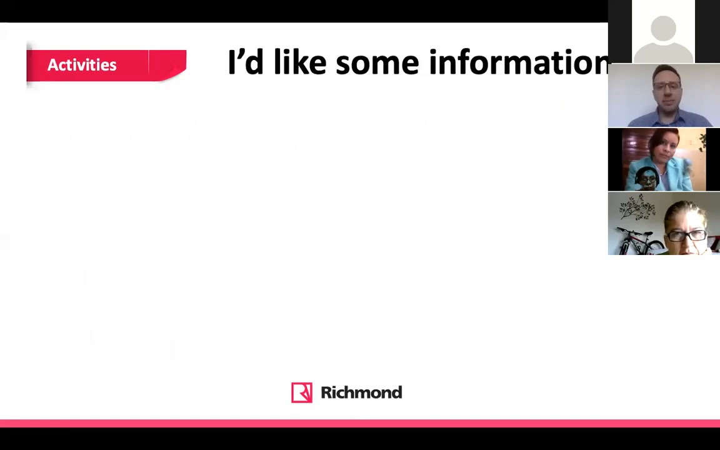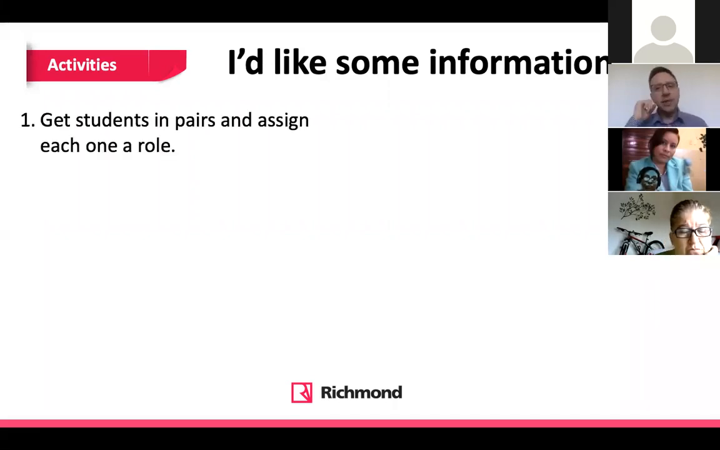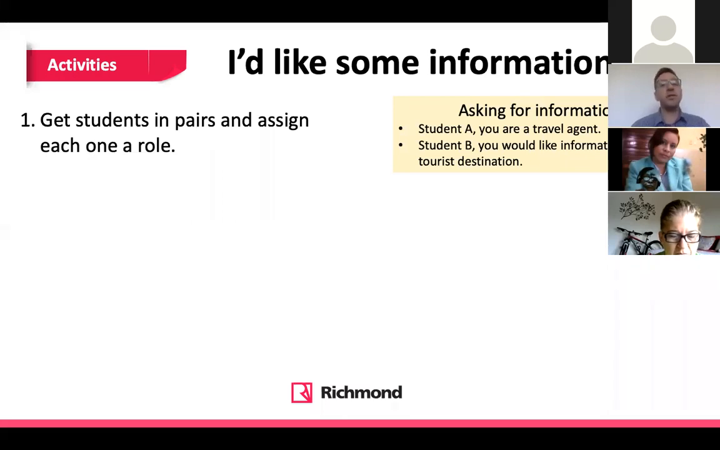The other activity, I thought of this activity in order to help you integrate the traditional activities that may appear in your coursebook, and how we can do them online. This is the information activity. For this, you will need to pair up students and assign roles. Why? Because this is the traditional role play activity that appears in coursebook materials, in which you would have student A, who's a travel agent, and student B, who is a tourist and would like some information.